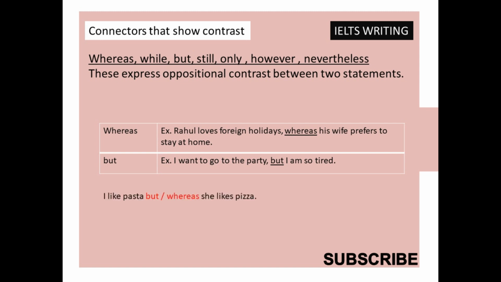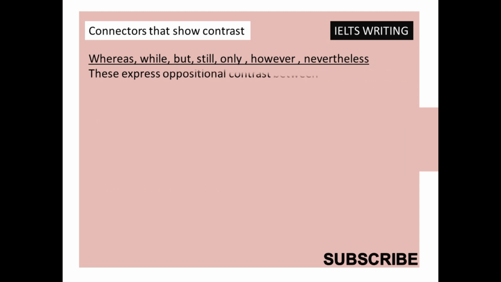And next, sometimes but and whereas are both interchangeable. Like this sentence: I like pasta but she likes pizza. I like pasta whereas she likes pizza. So these two are interchangeable, but as I already told you, the meaning is slightly different.